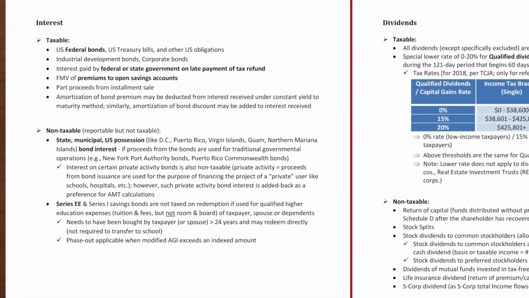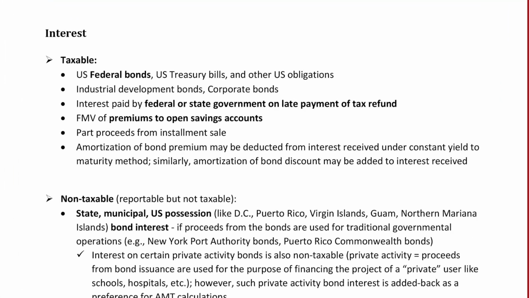On page 28, we're looking at interest income. On the first bullet, highlight taxable. So interest from US federal bonds, US treasury bills and other US obligations are taxable. The next sub-bullet, highlight corporate bonds. Or if there is, highlight any interest paid by federal or state government on late payment of tax refund.